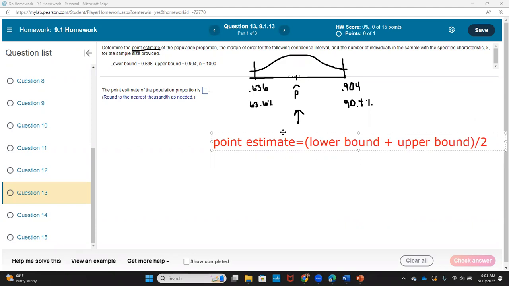Okay. So I'm going to go ahead and do that in my calculator. It's 0.636 plus 0.904. I'm going to push enter and then divide by 2. And it tells me that the middle number, which I probably could have figured out without the calculator, but you know why, would be 0.77. Okay, that would be the number directly in the middle, right?